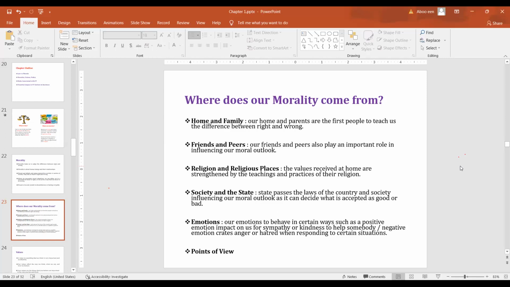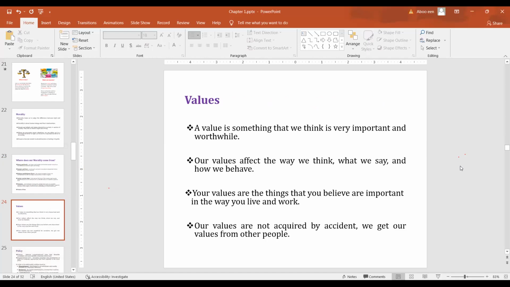Okay, so far we have looked at morality, and simply we may say morality is a kind of beliefs and values for individuals. Now we will discuss what it means, value. What is value?